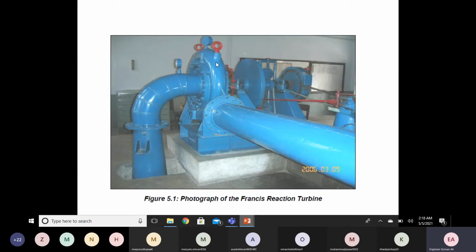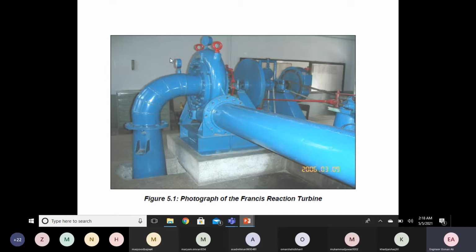Remember this, it is a pressure casing. It is an airtight casing. It has a pressure inside. Then you can see there is a Bourdon gauge attached to the casing. It is a positive pressure Bourdon gauge, which will give you an idea that pressure inside the casing is positive pressure.